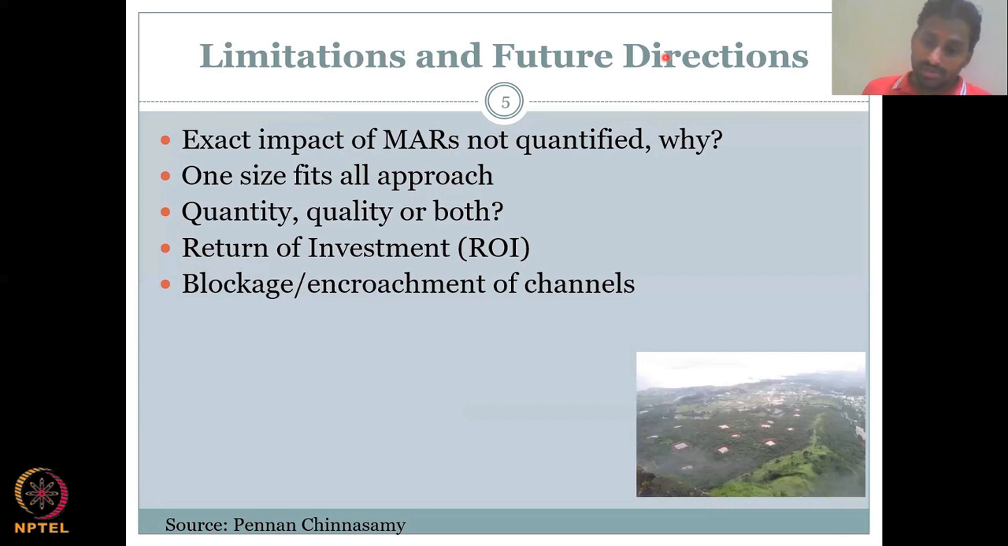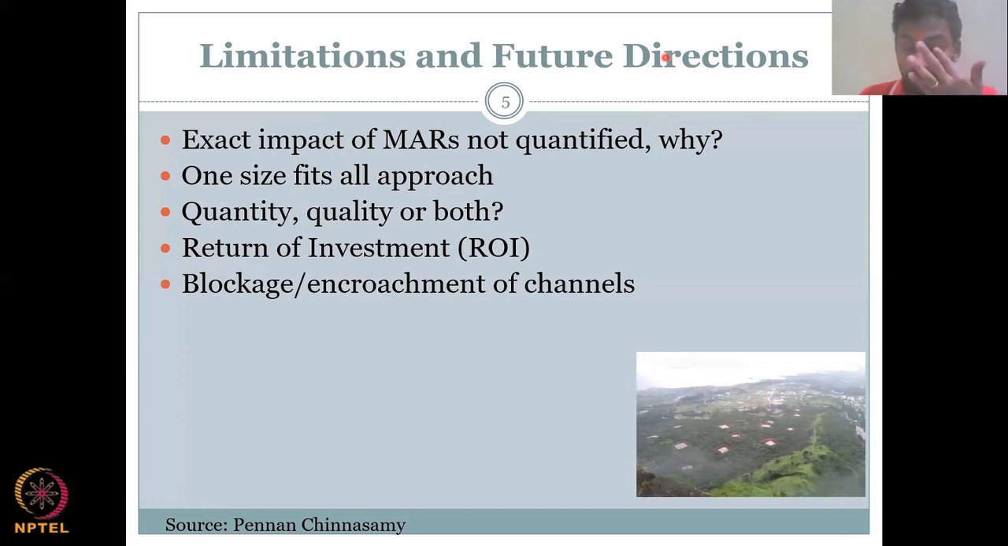Blockage, encroachment of channels. Everywhere, unfortunately, there is a lot of blockage of waterways. And that's where these programs would fail. For example, you can have a village farm pond. You can have a groundwater recharge pit. But if water is not flowing through it, then how do you get it? Initially there was water flowing into it, but now the channels are being encroached.